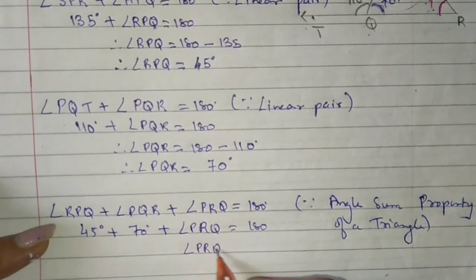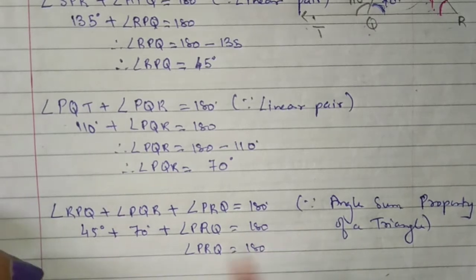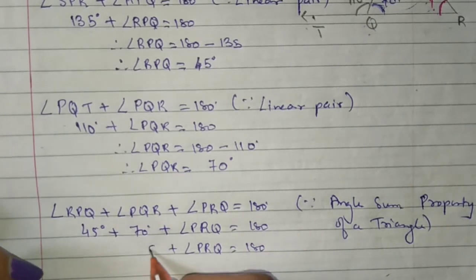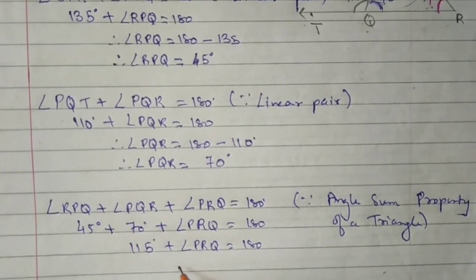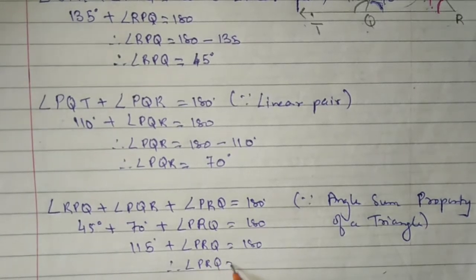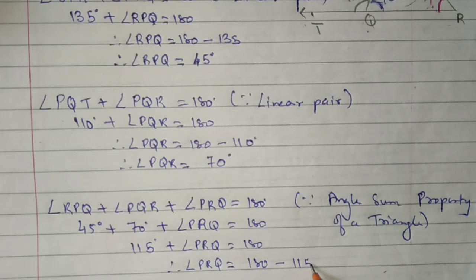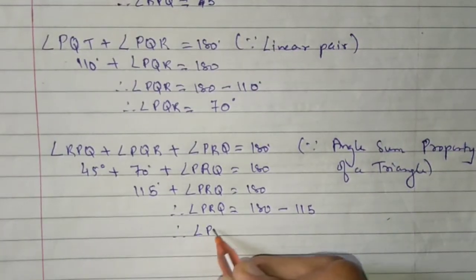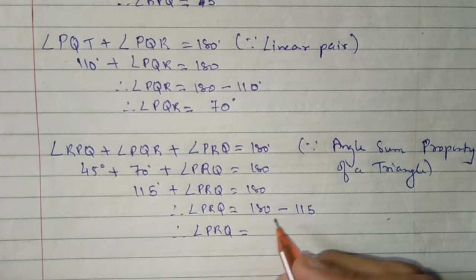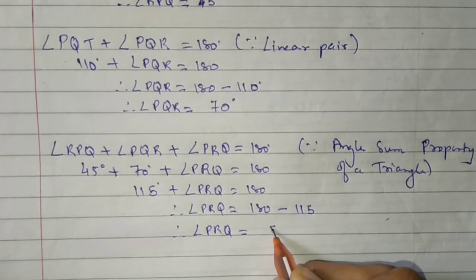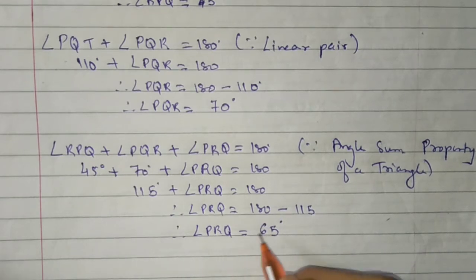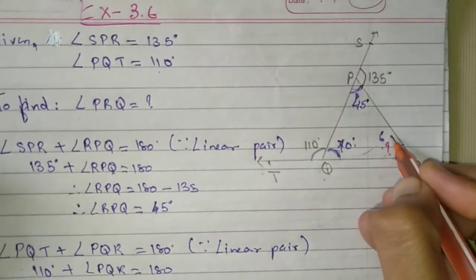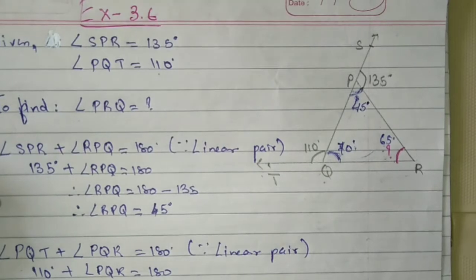So angle PRQ equals 180 minus, adding 45 and 70, which is 115. Therefore angle PRQ equals 180 minus 115. Therefore angle PRQ equals 65. So I am writing 65.